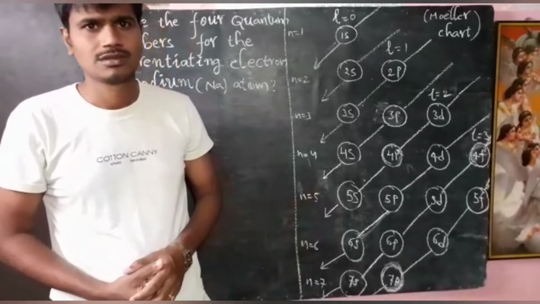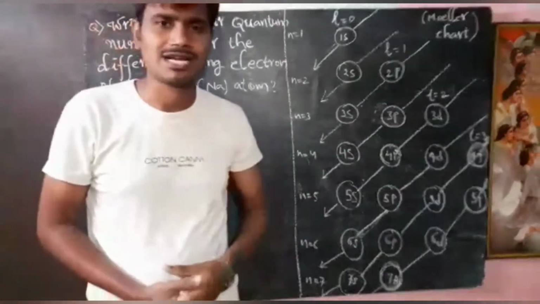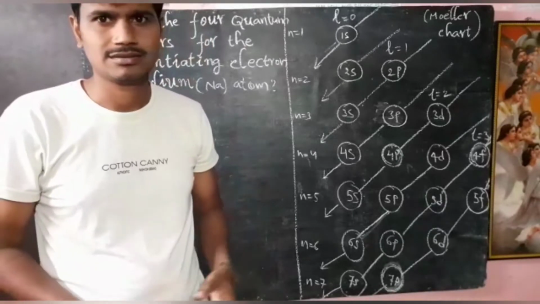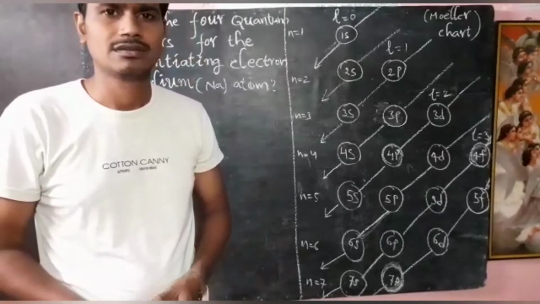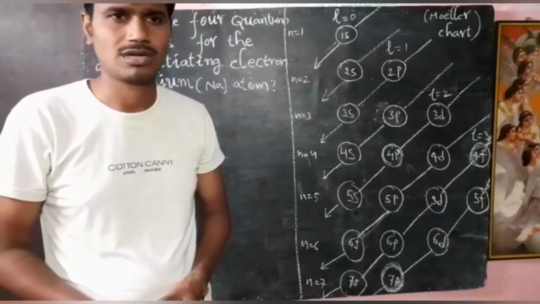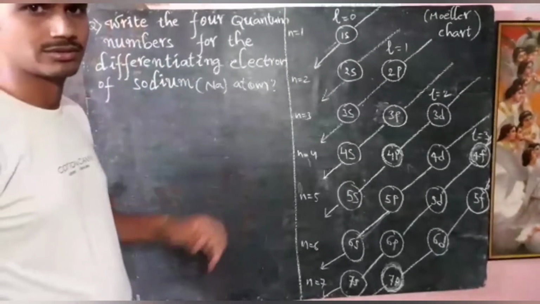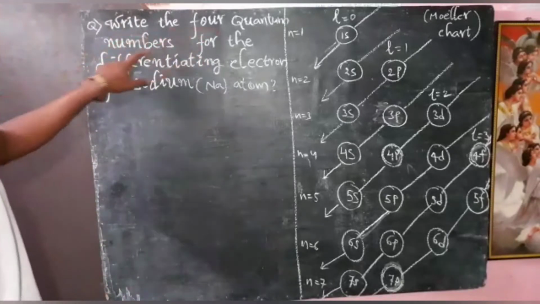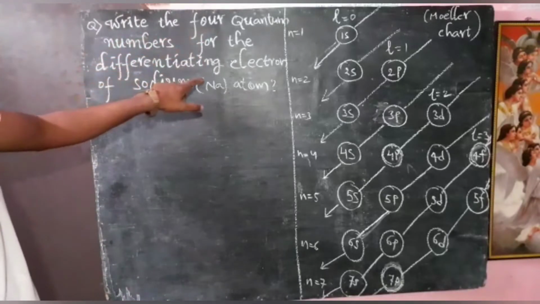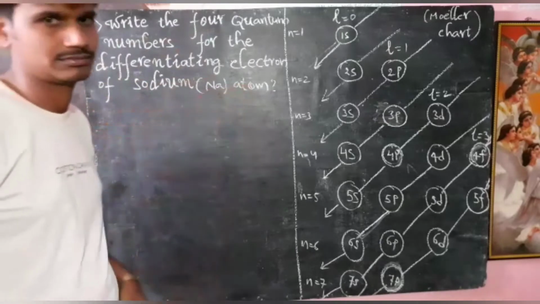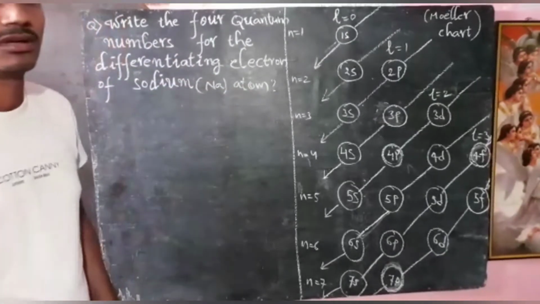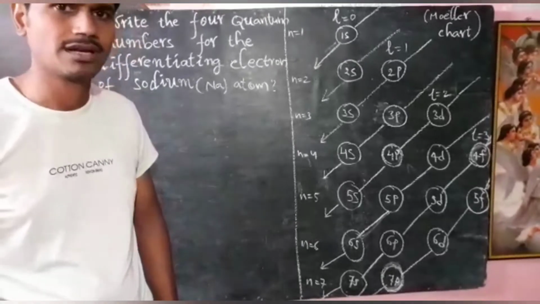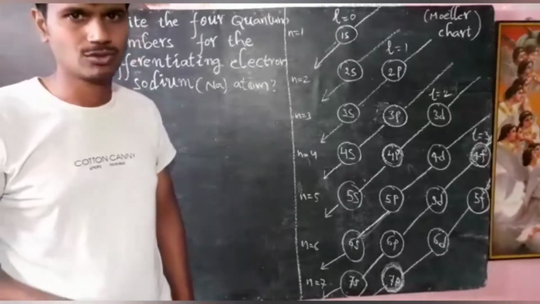topics, in the previous class we already discussed quantum numbers. So let me explain with one example about quantum numbers. Here I already wrote a question. See here, write the 4 quantum numbers for the differentiating electron of sodium atom. Okay, so we have to write the 4 quantum numbers for the last electron of sodium atom.